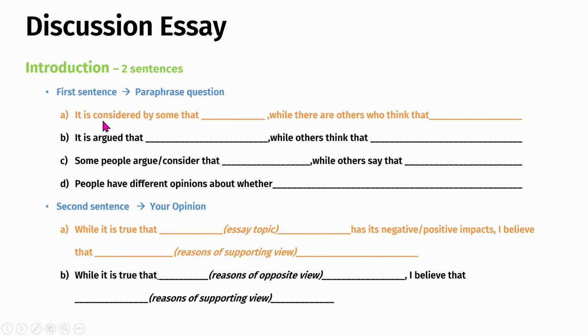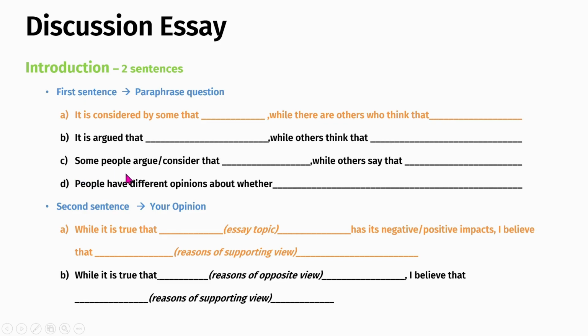So let's see the templates for the first sentence. I have provided here 4 templates for the first sentence. The first template is, it is considered by some that, in the blank area you can fill the first opinion. It is considered by some that the first view, while there are others who think that the second view. Now the second template is, it is argued that the first view, while others think that the second view.